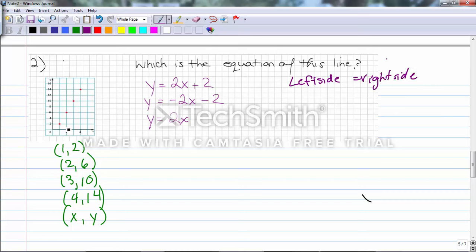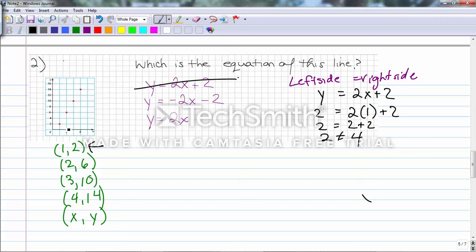So I'll pick the first equation here. So y equals 2x plus 2. And I'll use this. So I think that when y is 2, it should equal, and then I'll sub in x is 1. 2 equals 2 plus 2. 2 does not equal 4. It doesn't work. So number 1's not the answer. Make sense? All right, let's try the next one.